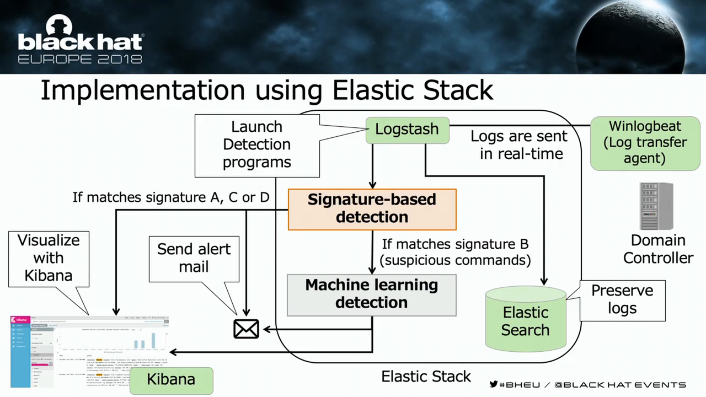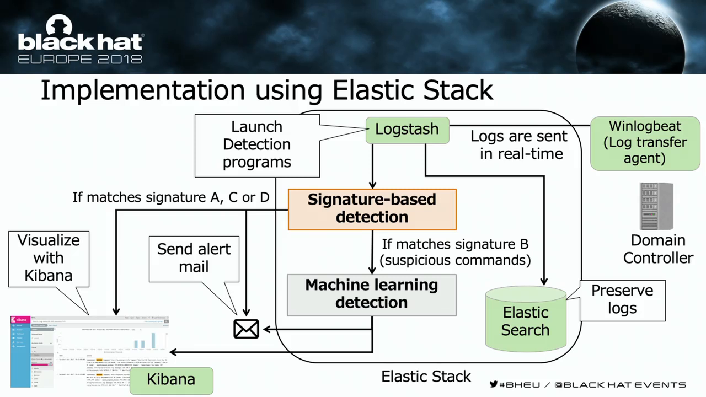Specifically, we implement it like this. First, Winlogbeat, a log transfer agent, is installed on the domain controller. Winlogbeat sends event logs to Elastic Stack, which receives the event logs and launches the detection programs. First, our system runs the signature-based detection process.